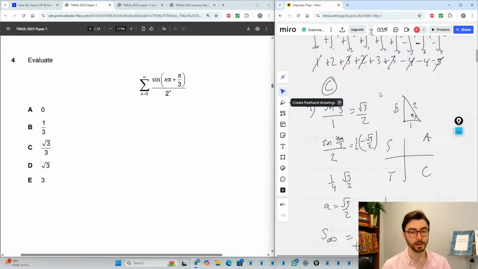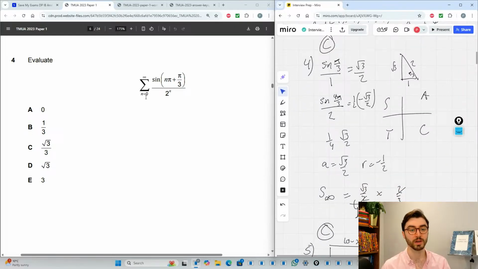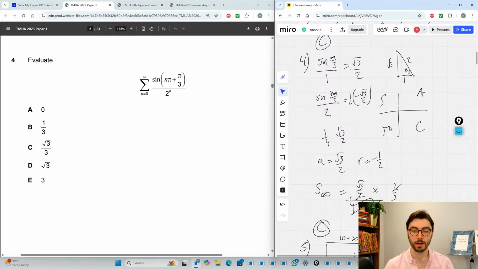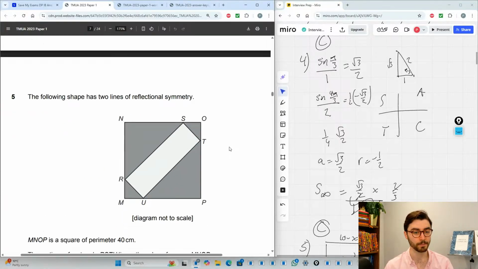Here, I think this was pretty self-explanatory. This is a good technique for any sort of sums question. Try out the first few terms, see if you can spot a pattern. And I did spot a pattern. I spotted a geometric series, which means it fell out quite nicely.